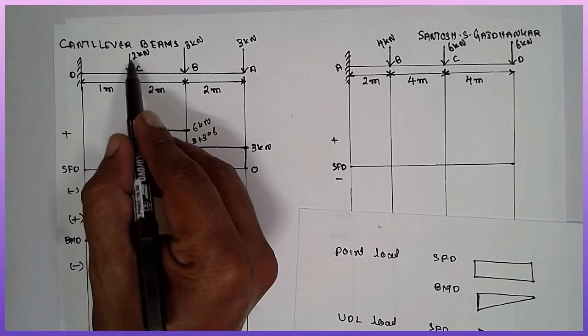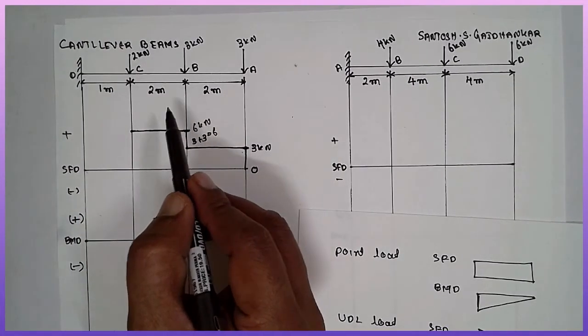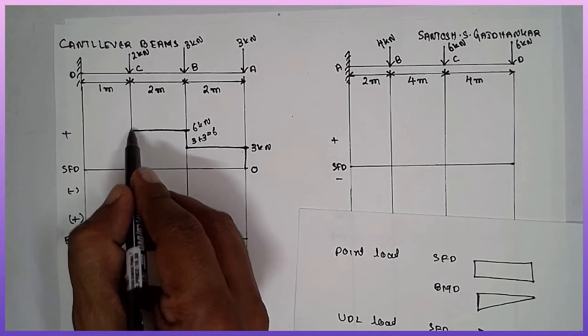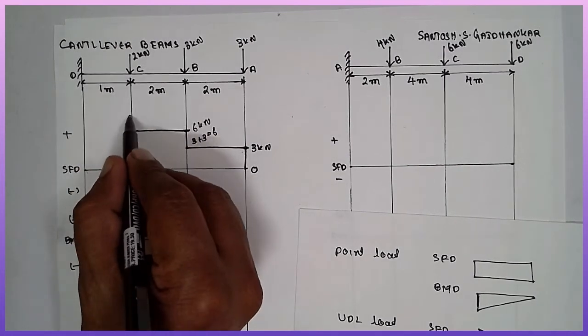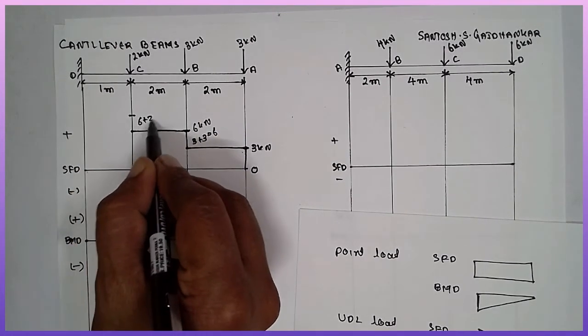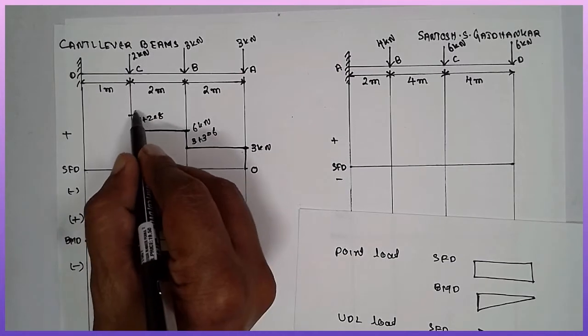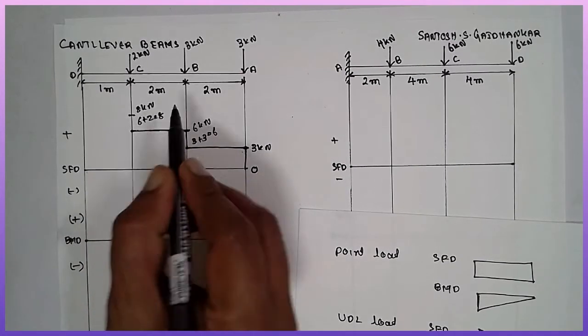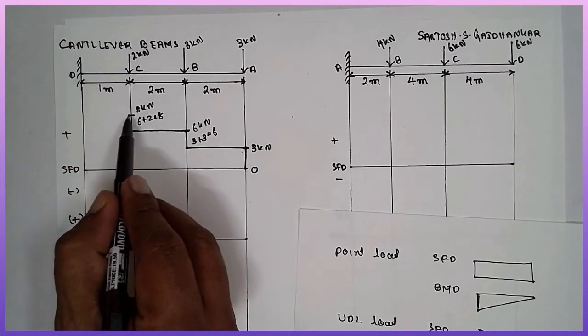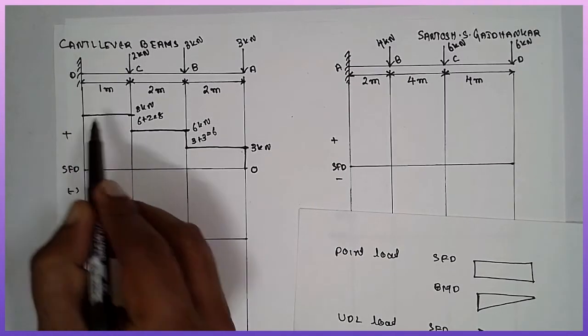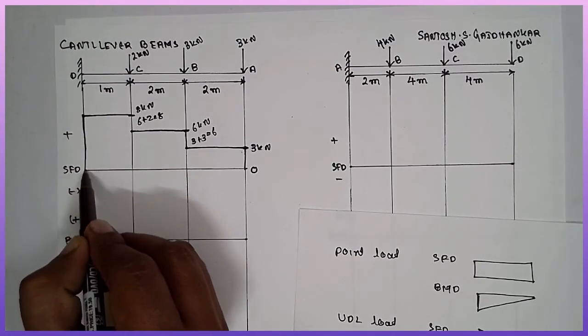Again, there is a downward arrow which indicates positive. Now it is 6. 6 plus 2, it will be 8. Here it will be 8 kilonewton. Again, there is no load. This completes the SFD.